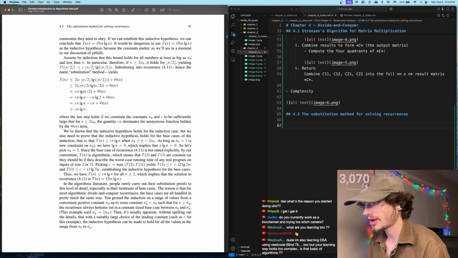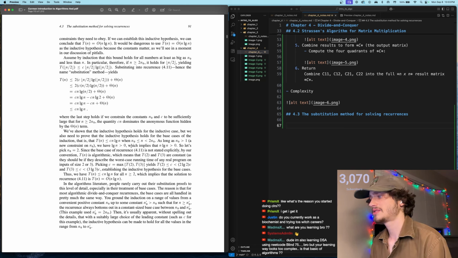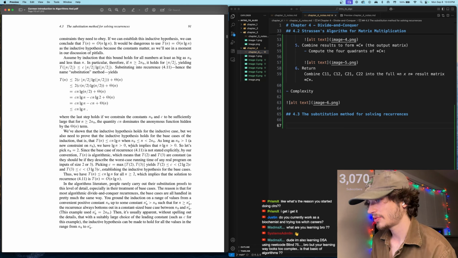Then it's usually apparent without spelling out the details that with a suitably large choice of the leading constant, such as C for this example, the inductive hypothesis can be made to hold for all values in the range from n naught to n naught prime.